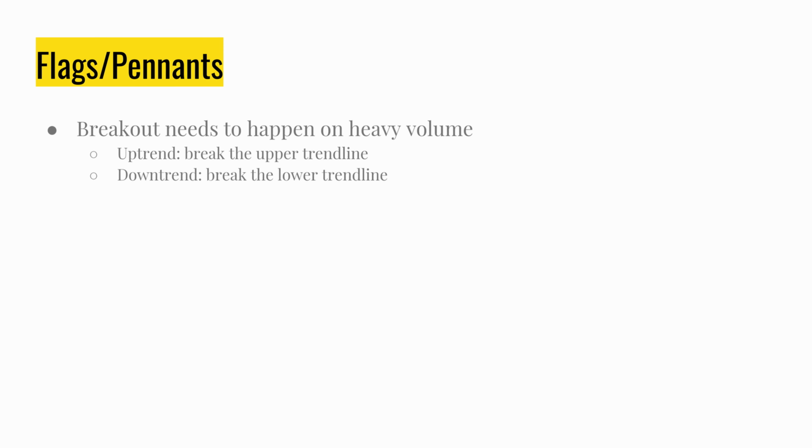Now, let's talk about what happens when price breaks out of the flag or the pennant. When the breakout happens, we should see an increase in volume. So, in an uptrend, if price breaks out of the upper trend line, we should see volume increase to the upside. Likewise, in a downtrend, price needs to break out of the lower trend line with heavy volume.